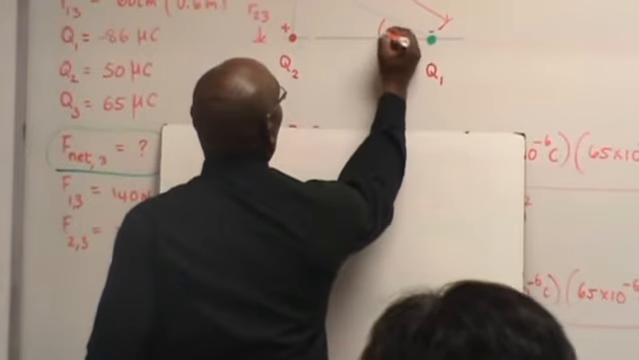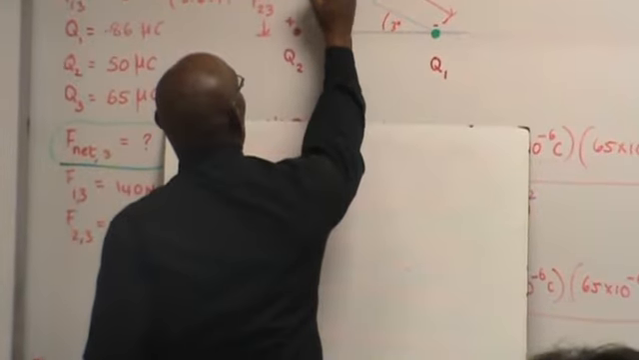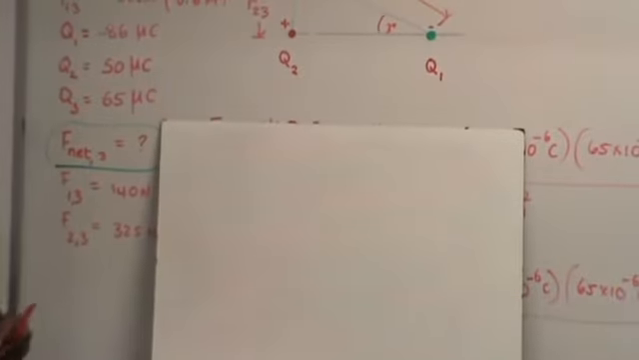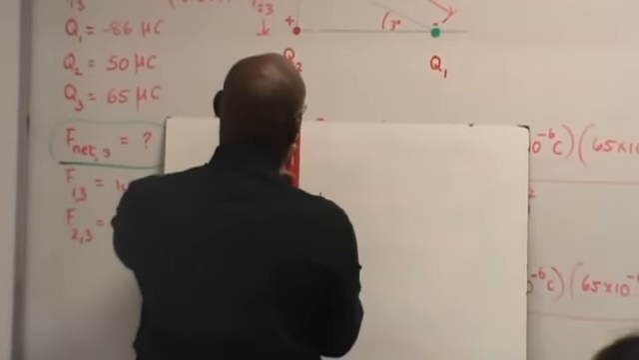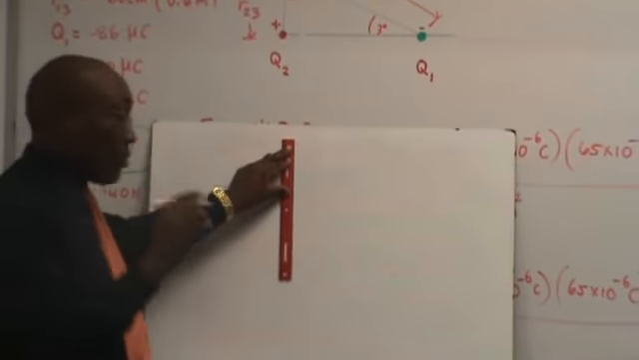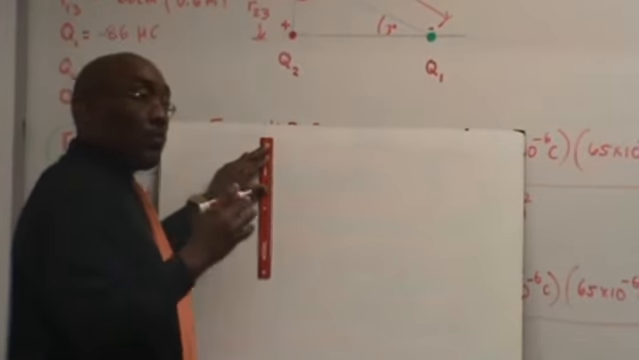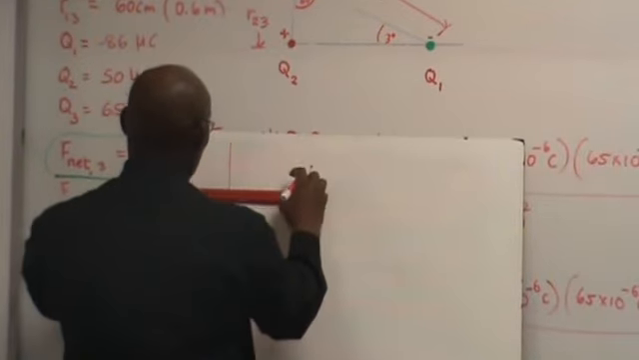I need to know some of these angles. Okay, this is 30, and this is 90, so this is what? That's 60 degrees. Don't forget that, okay? I'm just going to deal with the vectors right now. The vectors. Now, let me draw this diagram right here. This is what I have.